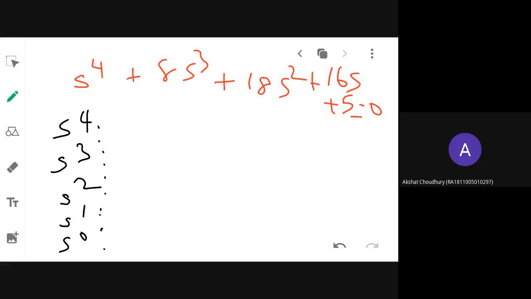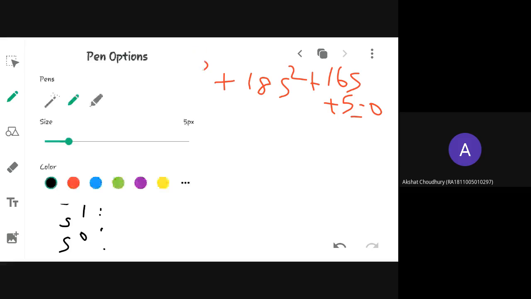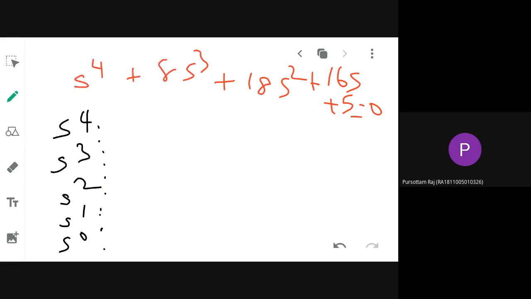How will you form the first two rows? The coefficient of the s to the power 4 term is 1. Next should be the s squared coefficient, which is 18. The alternate term. Next, the constant in this equation is 5. It is an even order term, so all the even order terms go in this row. So I have formed the first row.